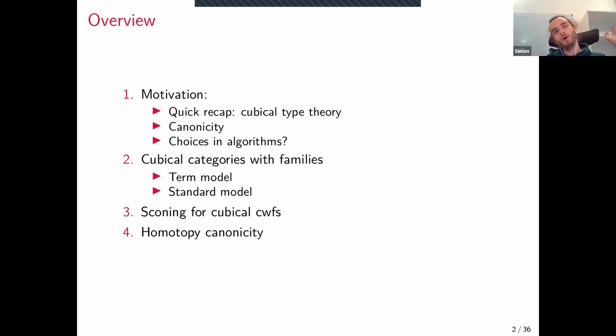And then I will go on with a proof of homotopy canonicity, but this uses a lot of machinery. So first I have to introduce some kind of semantical concept. What is a cubical category with families? I will give two instances of that. So there's the term model and the standard model. And then I will go over the technique of sconing for these cubical CWFs. And then we will be able to deduce the homotopy canonicity result. But I will, of course, go through this now.